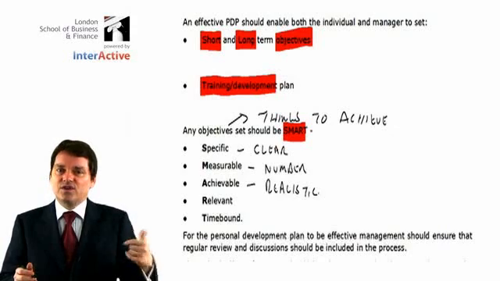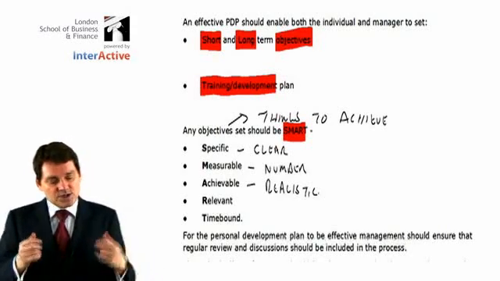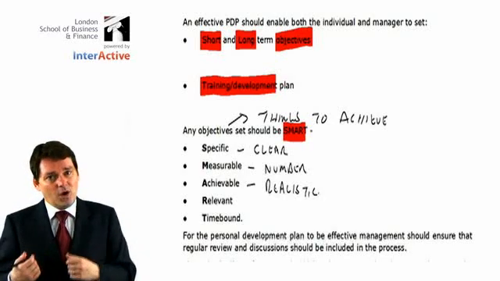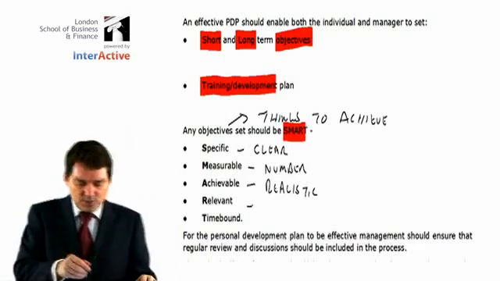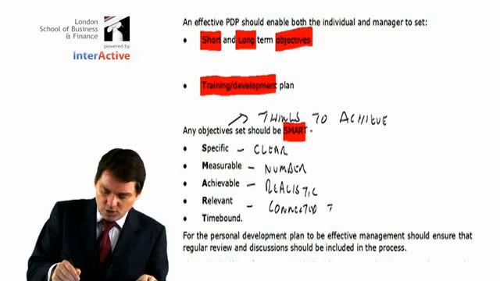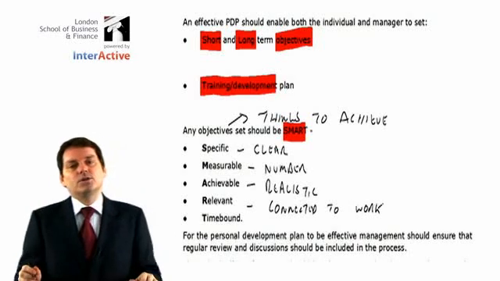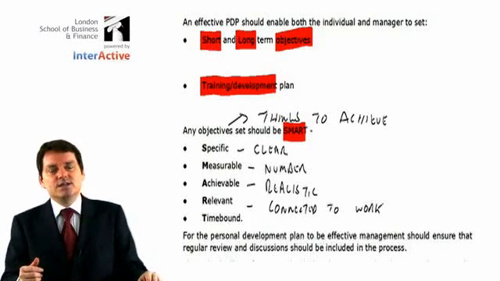It's too difficult to do, so there is no point even trying. So something has to be achievable. If it's too high, people won't bother. It has to be relevant, so it has to be connected to the work that people are doing. Again, there is no point in giving me an objective that's got nothing to do with lecturing.